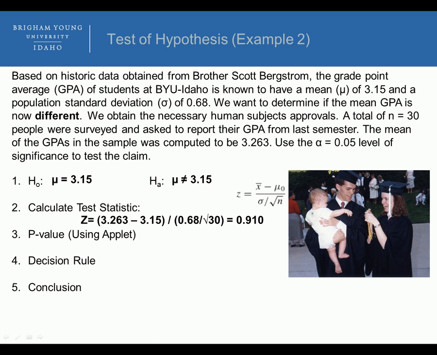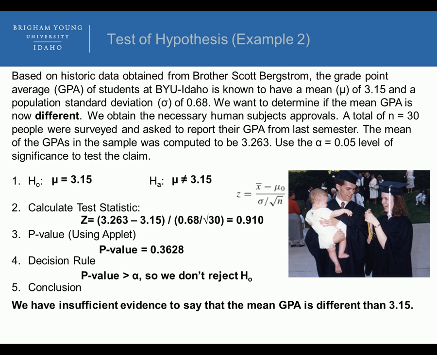Now, if you go to the applet, you should have gotten a p-value of 0.3628. And then the decision rule: since the p-value is greater than our level of significance, we do not reject the null hypothesis. So therefore, we have insufficient evidence to say that the mean GPA is different than 3.15.